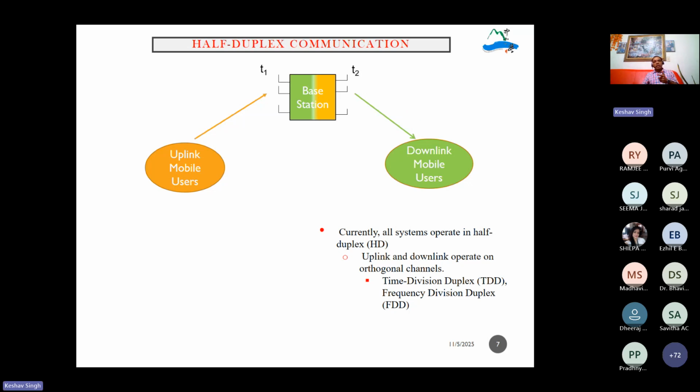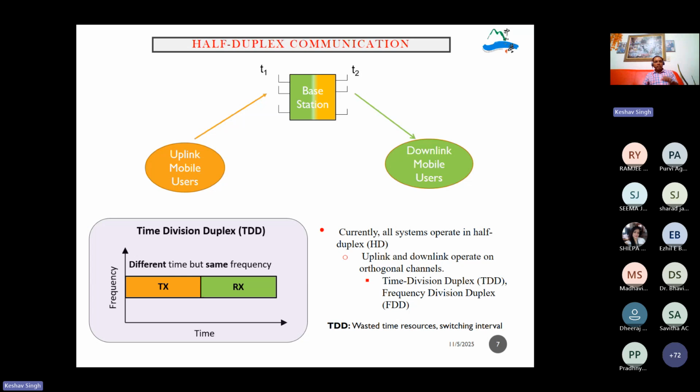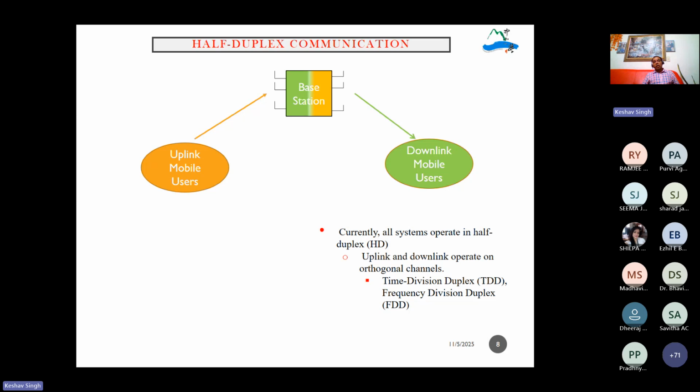Another is, let's say, FDD, frequency division duplex. But here you can say there is a wastage of resources, and also time switching of the base station. First, it operates in receiving mode. Second, transmit mode. So again, there will be switching from receive to transmit mode. So there is a wastage of resources as well as switching.